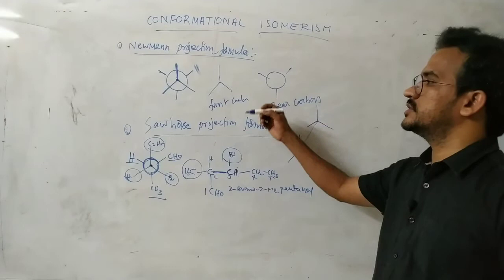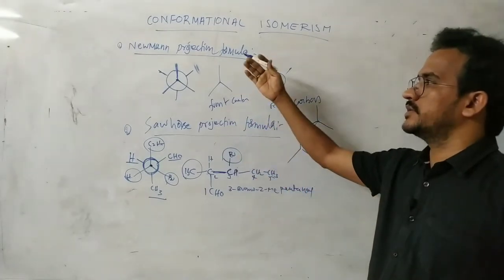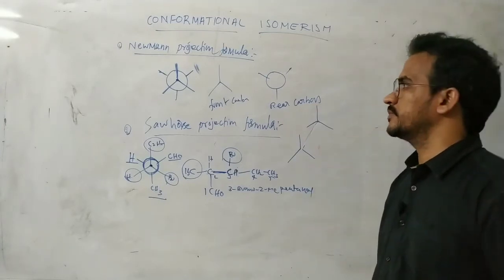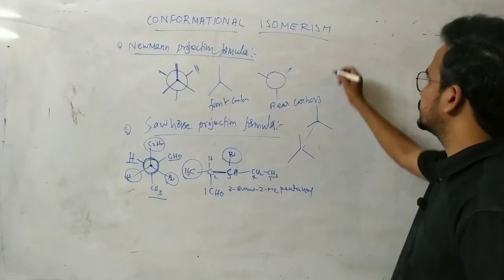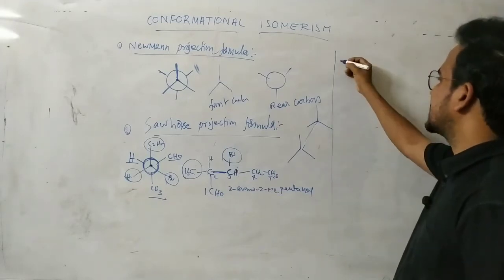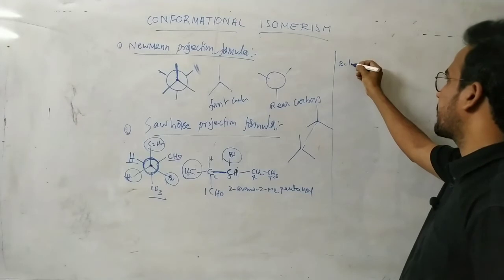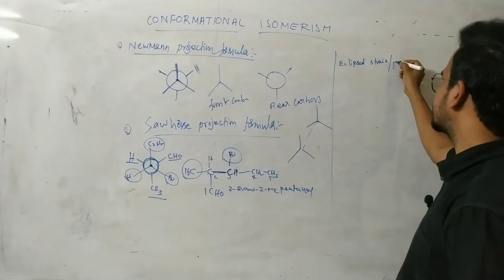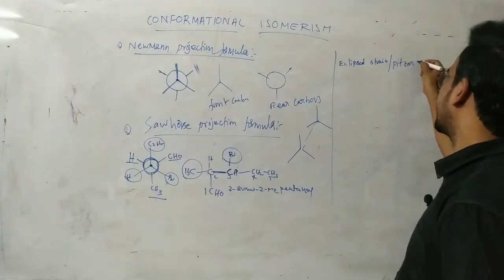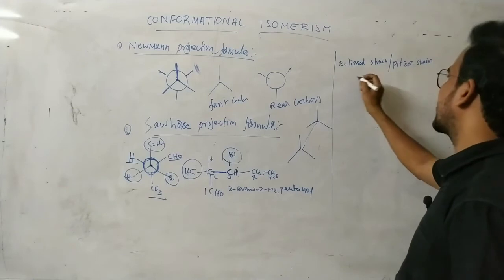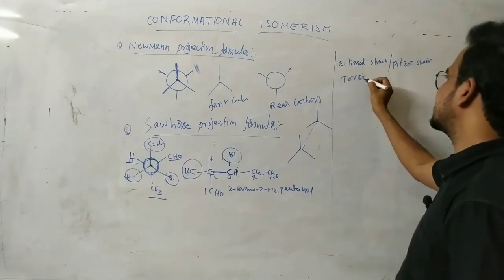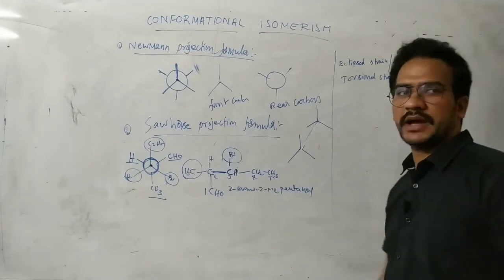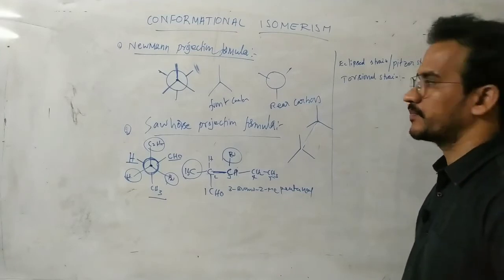So conformational isomers are represented with the Newman projection formula or with Sawhorse projection formula. And next, one more definition is eclipsed strain. Eclipsed strain is also called Pitzer strain, or also called torsional strain. Torsional strain, eclipse strain, Pitzer strain, or torsional strain.